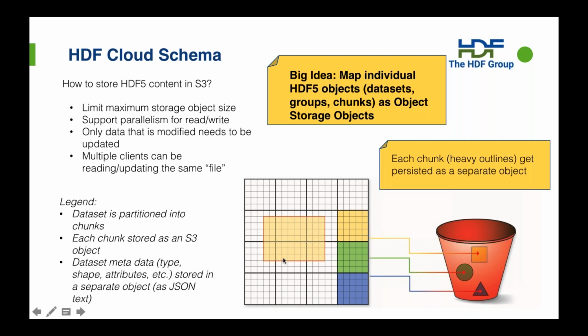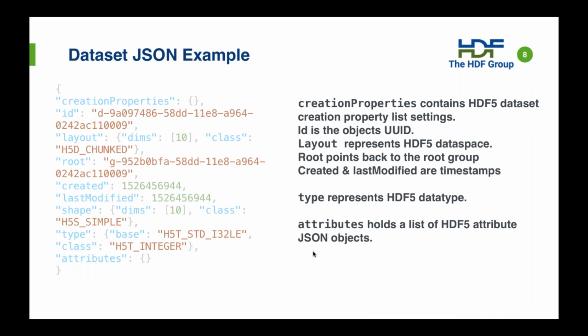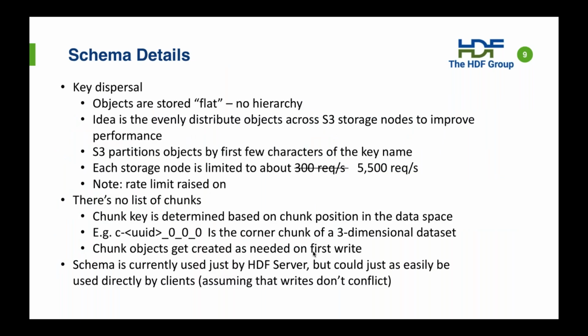And when, say, I want to read this yellow rectangle, that crosses 6 chunks, so 6 S3 objects. But the server is going to pull all the data together for you and return just what you want. So as a client, you don't need to worry about how these individual chunk objects are stored in S3. The metadata, for example, a data set with a type and layout and such, is stored as JSON text in the S3 object. So here's an example of how we represent a data set.